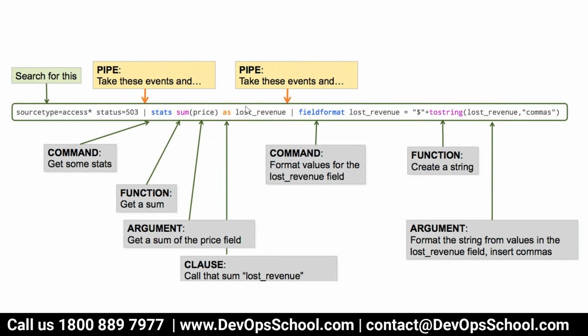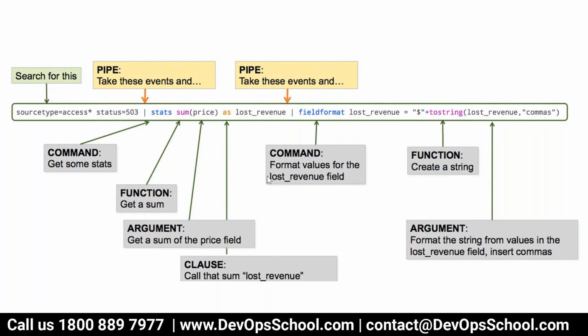Whatever the results coming, do one thing again on the output of this: again pipe, again format, and do some more interpolation. So here you are doing a command again, fieldformat, on the value of the lost_revenue field. lost_revenue is equal to, this is the mathematical formula, tostring, again a function, to get it done.